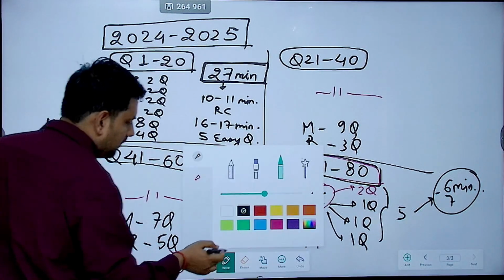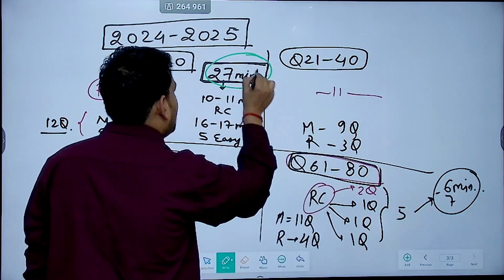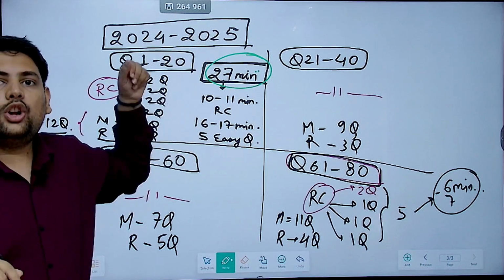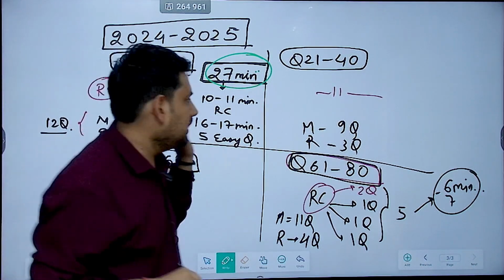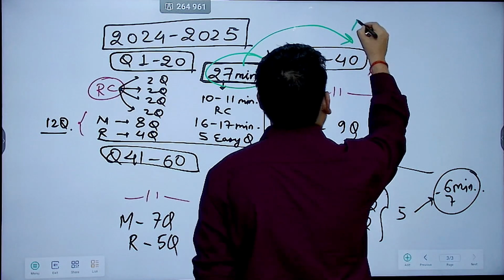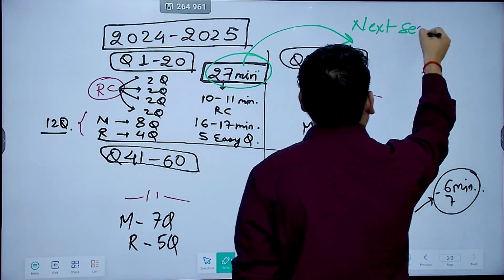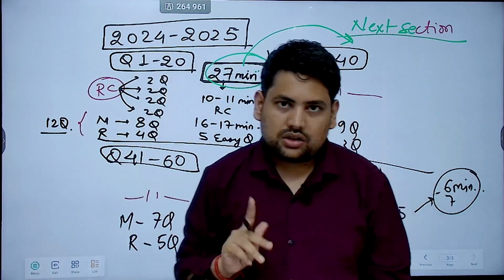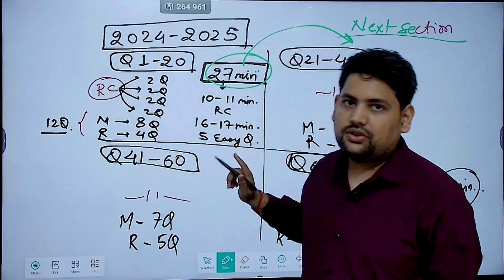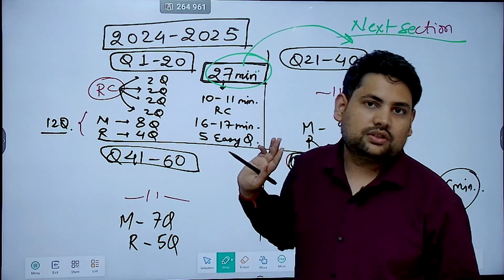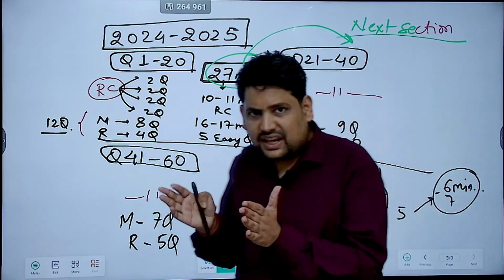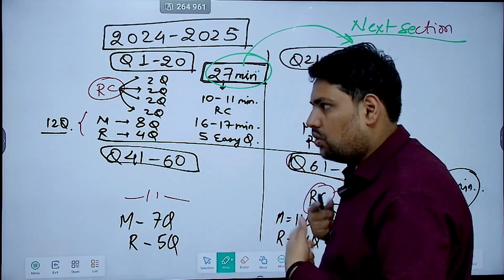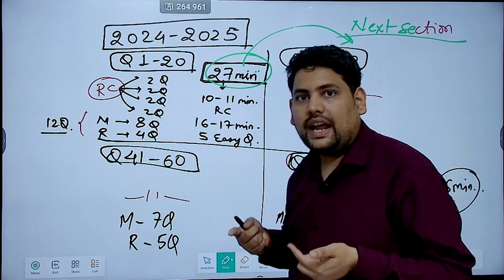One word of caution: as this 27 minutes ends, whatever you have attempted in this section, or even if you have not done anything, you must move to the next section. No if, no but, you must move to the next section. 27 minutes was for the first 20 questions and you must move forward. In this way, even if in one section you realize that you have done a bit fewer questions than you should have, you immediately know that you are lacking.